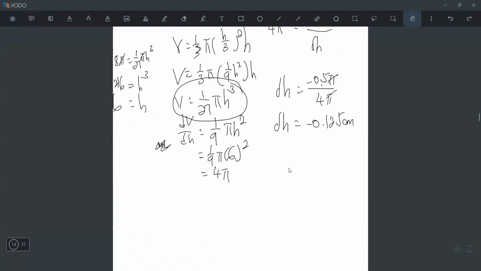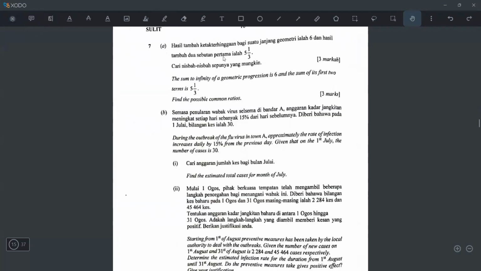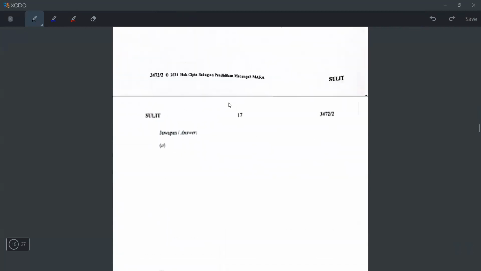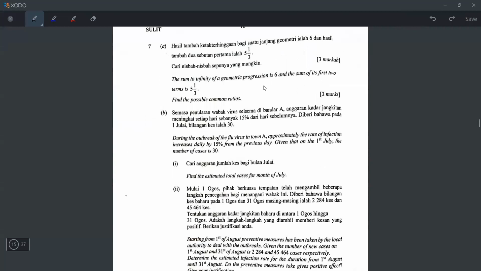Okay, finally we are at the last question, number 7. So let's go. Okay, 7, 8. This one is progression, right? Okay, let's see. The sum to infinity of a geometric progression is 6. So sum to infinity is 6. Okay, and the sum to infinity formula is a over 1 minus r. Then they say the sum of the first two terms is 5 1 over 3, which is 16 over 3, right? So S2 is the sum of the first two terms, so 16 over 3.